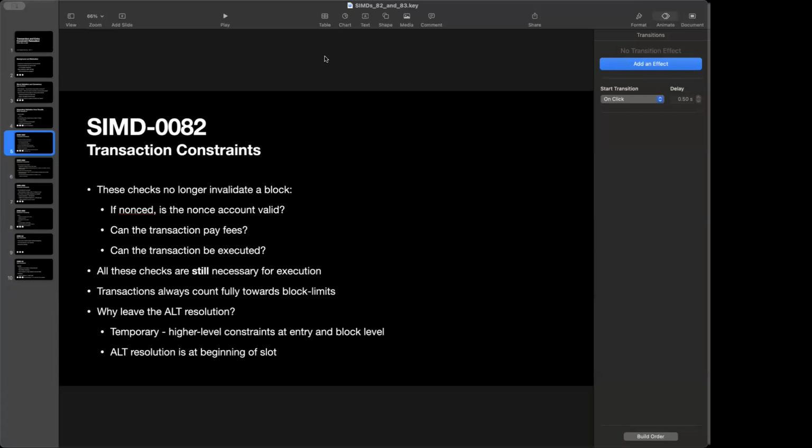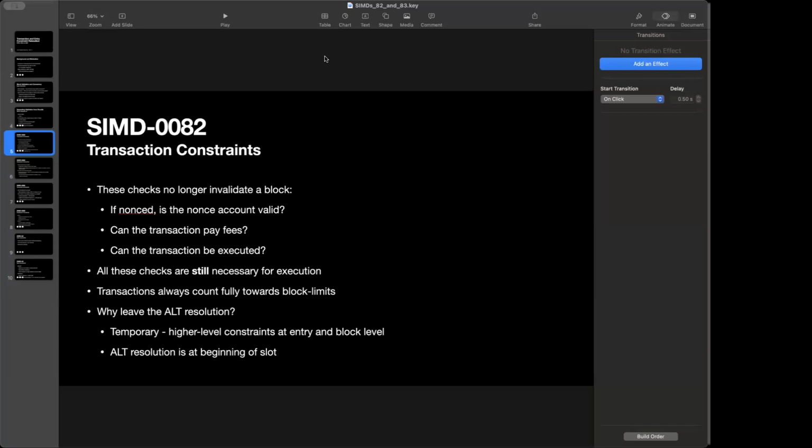That's a temporary thing. It is still making us dependent on account state for the question of, is this block valid? But there are higher level constraints at the entry and block level that make removing this tricky at this time. So I'd like to remove that one at some later point.